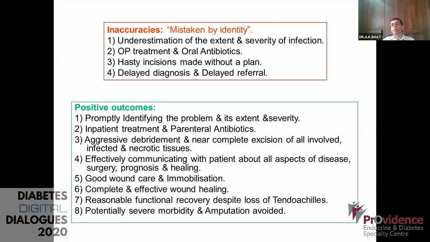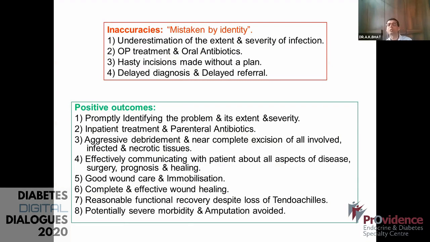So what are the positive outcomes in spite of all these inaccuracies? Promptly the problem was identified. Inpatient treatment, the patient was admitted, parenteral antibiotics were given, aggressive debridement and near complete excision of all involved tissues was done, and we communicated effectively with the patient about all aspects of the problem. Good wound care, complete and effective wound healing, and reasonable functional recovery despite loss of the tendo Achilles. And potentially, as you all know, severe morbidity and amputation was avoided.